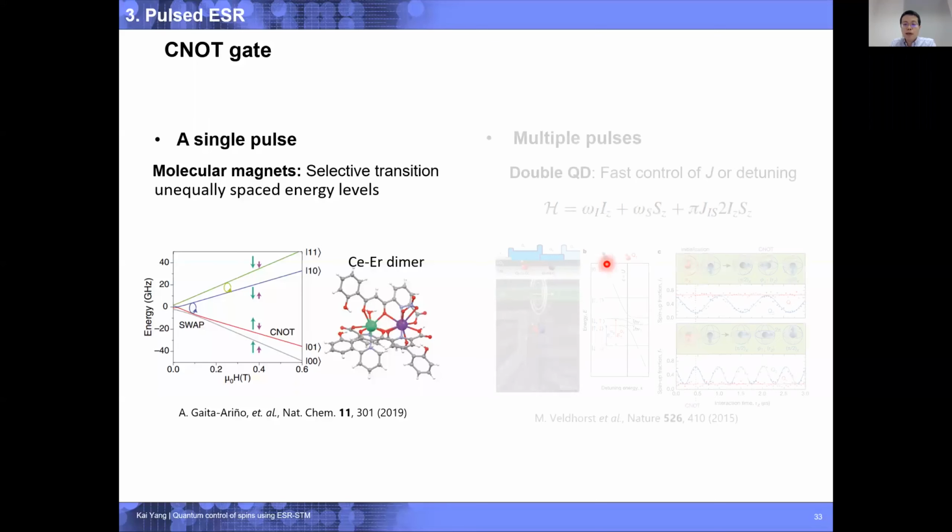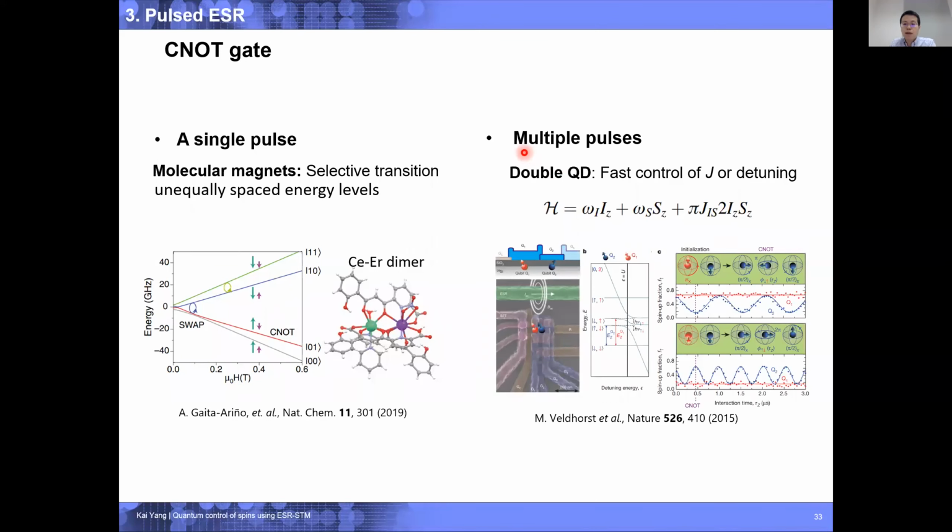Of course, you can also use multiple pulse schemes to realize the CNOT gate if you can individually control the 2 qubits and also have a way to turn their magnetic interaction on and off. But this selective driving scheme has much better scalability as the system grows larger.